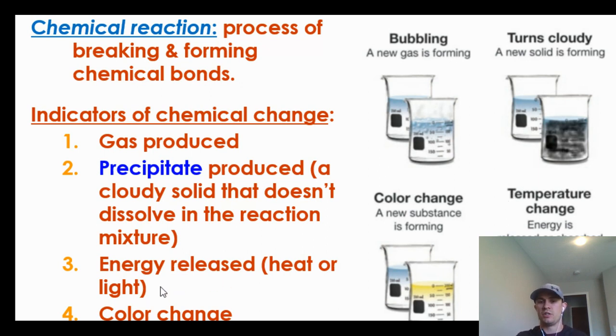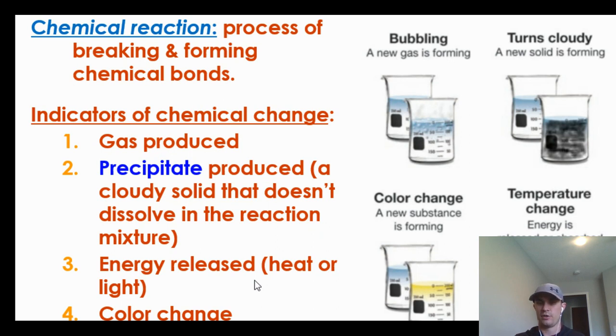Next one is energy is released. That could be with heat or with light. Sometimes you mix things together and things heat up, right? That would be an example of a chemical reaction taking place, or an indicator that a chemical reaction took place. It does not mean that it necessarily did, but it is a good indicator that this could potentially have been a chemical reaction. And the next one is a color change.